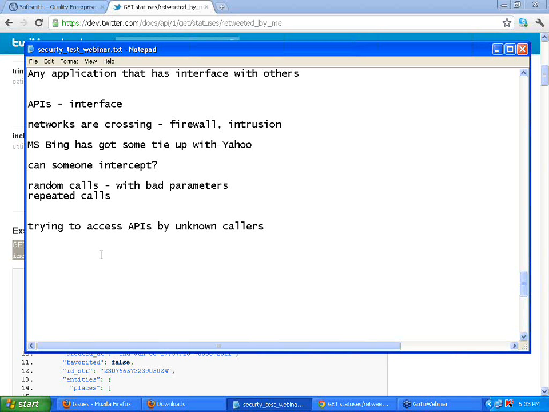There is something called Trojan injection. Is my application exe file affectable? Can a virus affect my system?